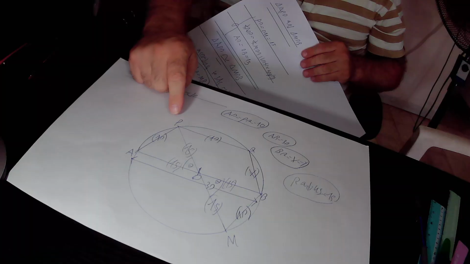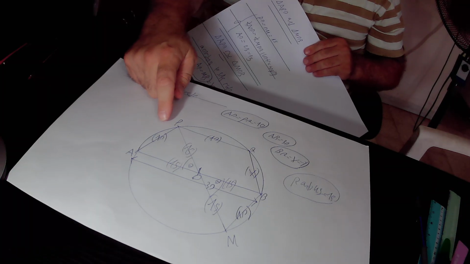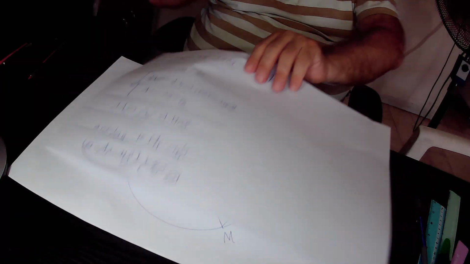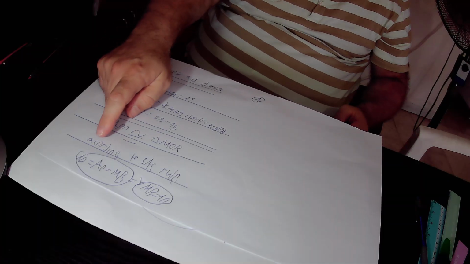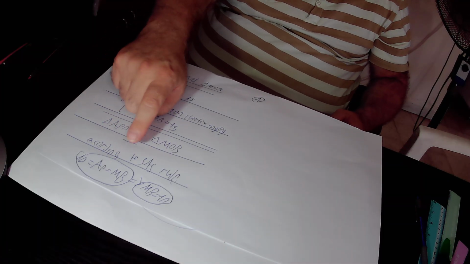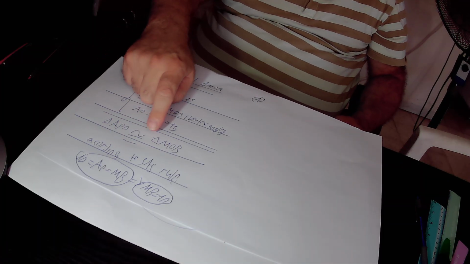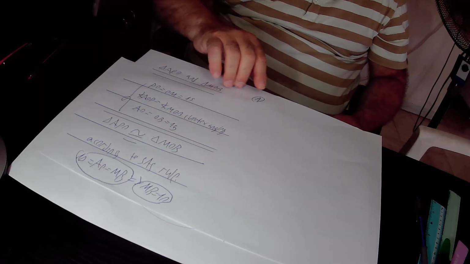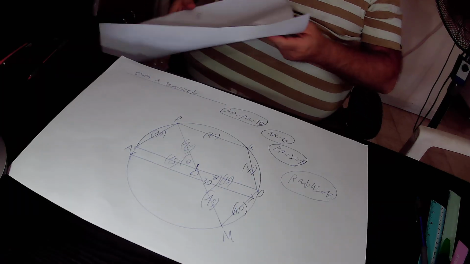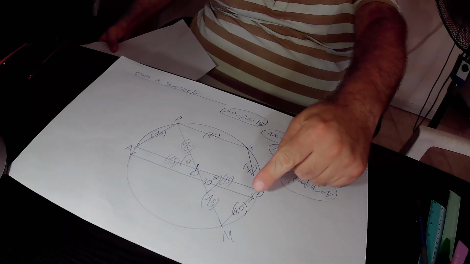But it is given in the question that AP equals 10. So we can write here that AP equals 10, and from this equation, 10 equals AP equals MB. We derive that MB also equals 10 units in length. This is side MB that is equal to 10 units in length.